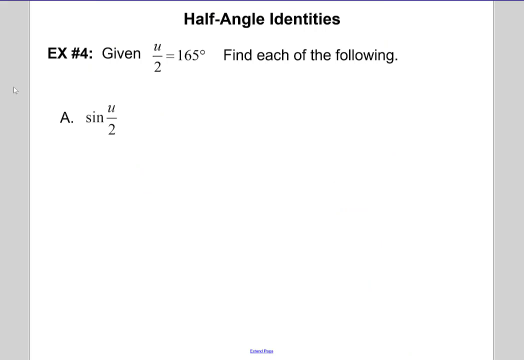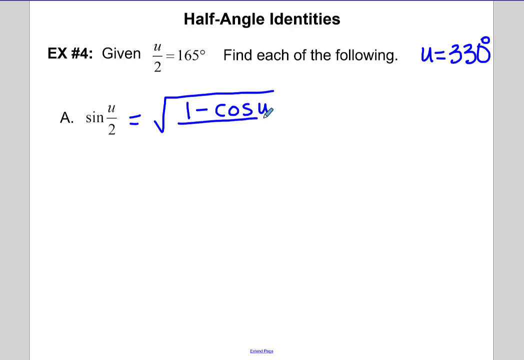Now on to practice with the half angle identities. And this one we need to actually figure out what u is, since we are given that half of u is 165, then u would be 2 times 165, or 330 degrees. So we have to consider that. And the formula for the sine of half of an angle is the square root of 1 minus the cosine of u divided by 2. And the formula had a plus or a minus.